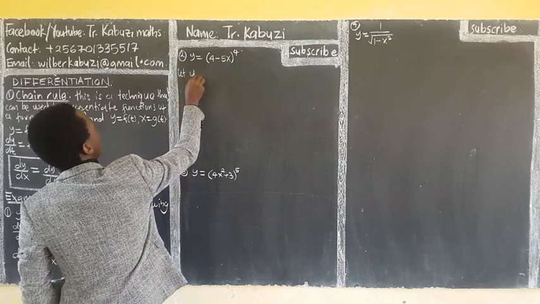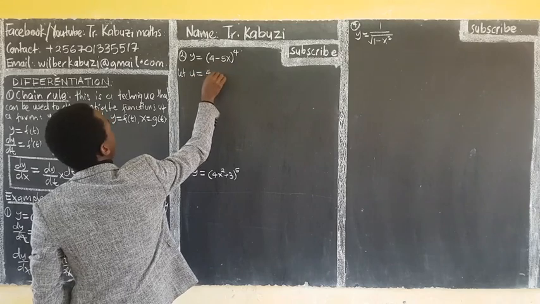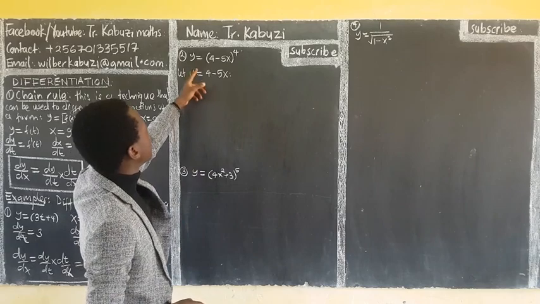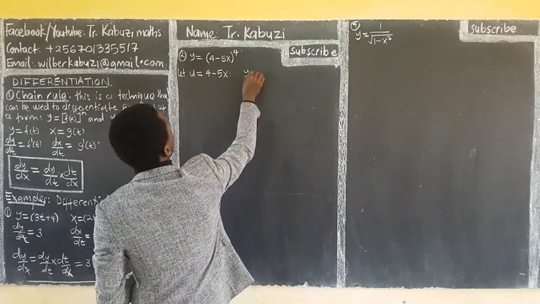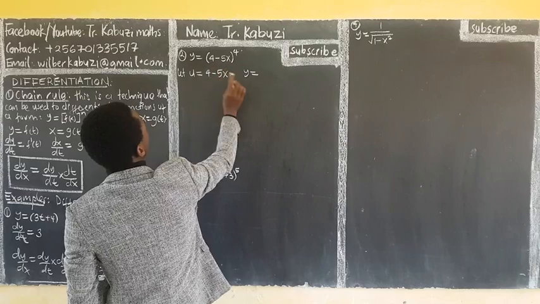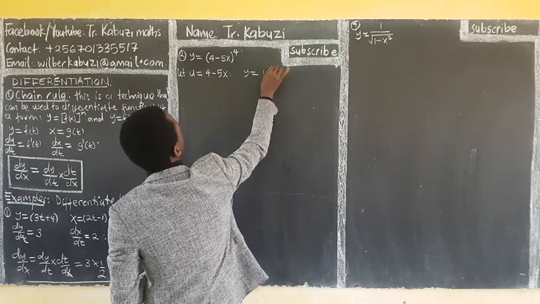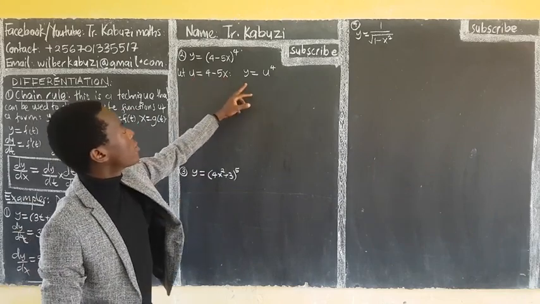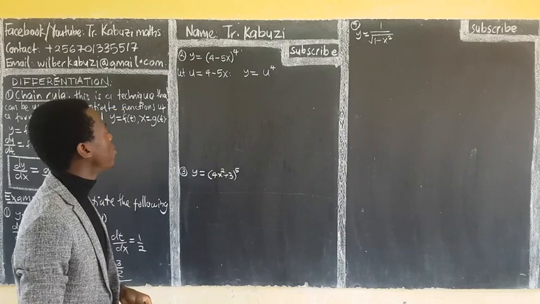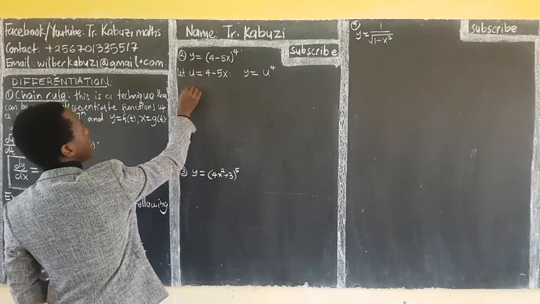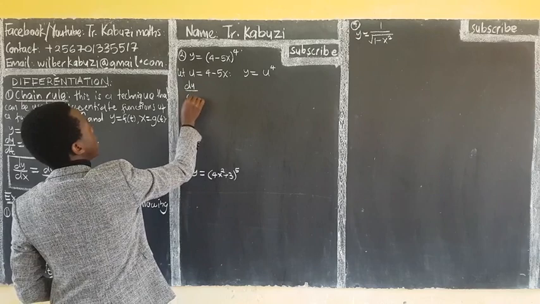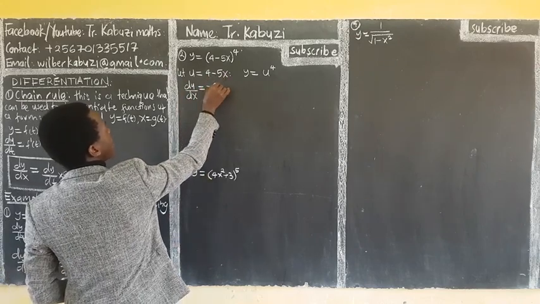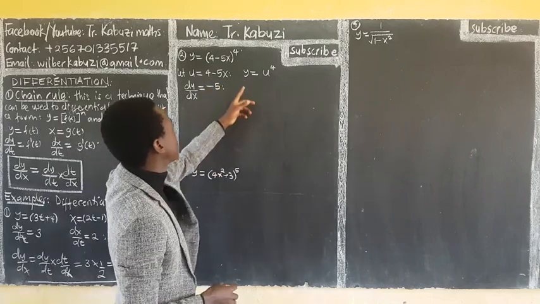let u be what is inside, which is 4 minus 5x. After doing that, our y will now be u to the power 4. So now I have y in terms of u, and I also have u in terms of x. So what do we do? We differentiate now. When I differentiate this, I get du/dx equals 2. When I differentiate this, I get 0. When I differentiate this, I get negative 5. What about this one?